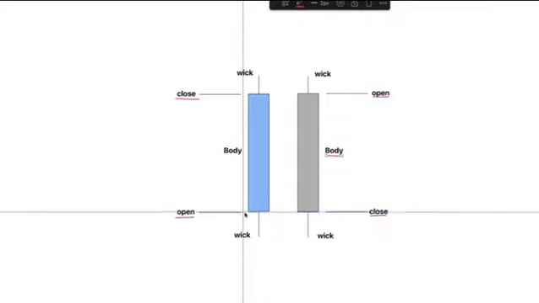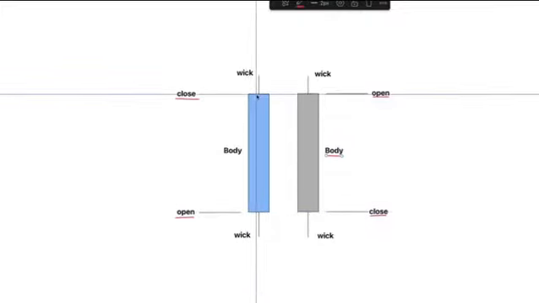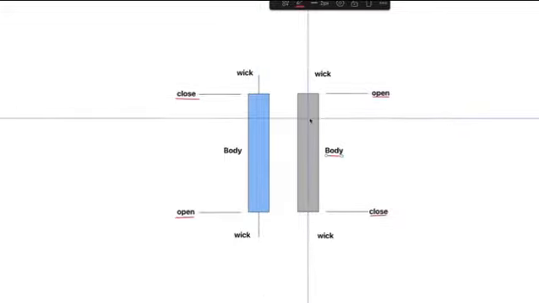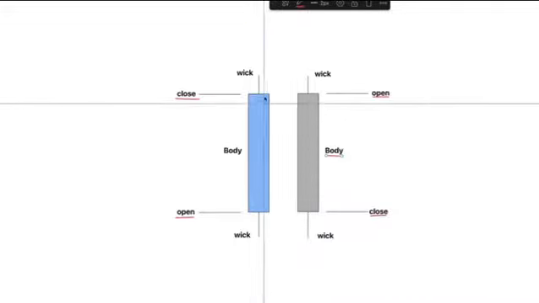Okay, so the candle body is simply how much the market moved within a specified period of time. For a 15-minute chart, that's how much the market moved in 15 minutes. For a 4-hour chart, it's how much it moved in 4 hours.